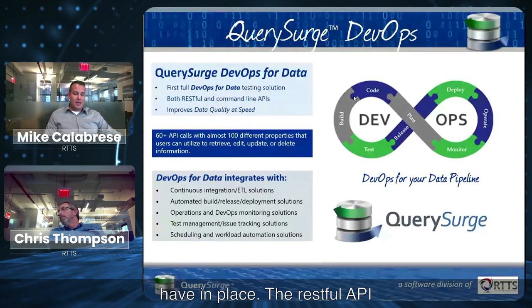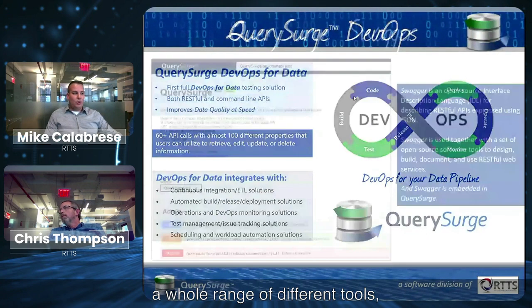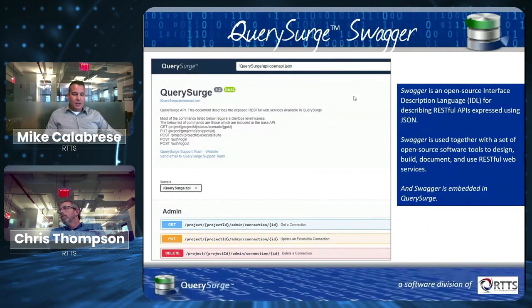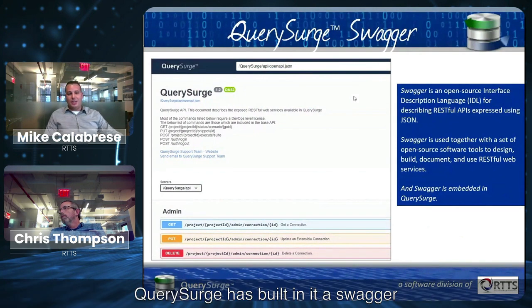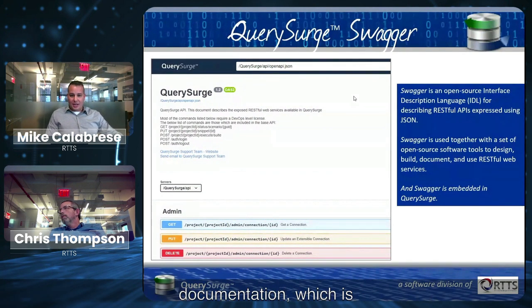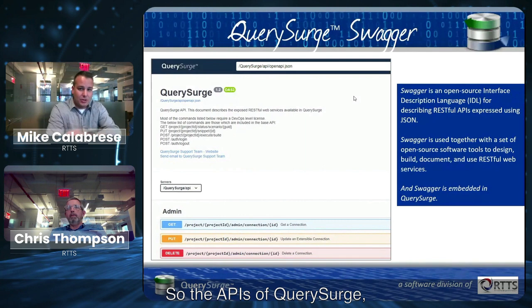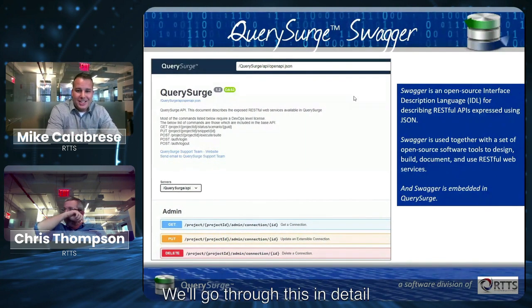The RESTful API itself really opens up the possibilities to integrate with a whole range of different tools. And that's what we'll be taking a look at today. And QuerySurge has Swagger documentation built in, which is an open source interface for describing RESTful APIs. So the documentation for the QuerySurge APIs is actually built into the tool. And we'll go through this in detail today.